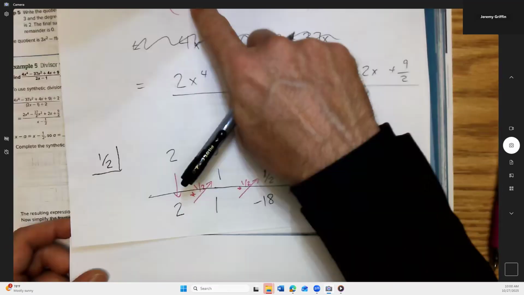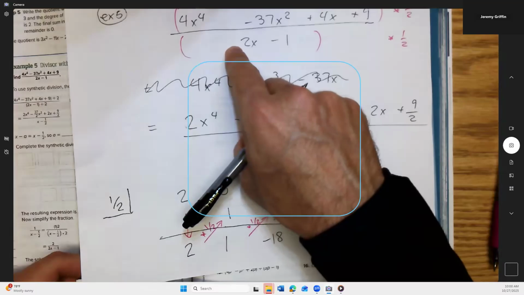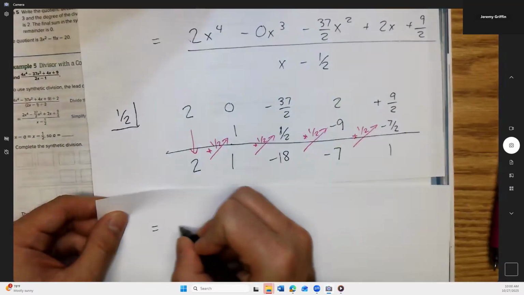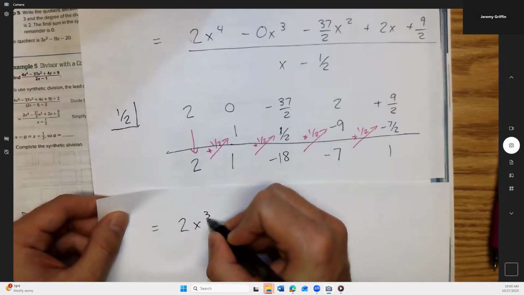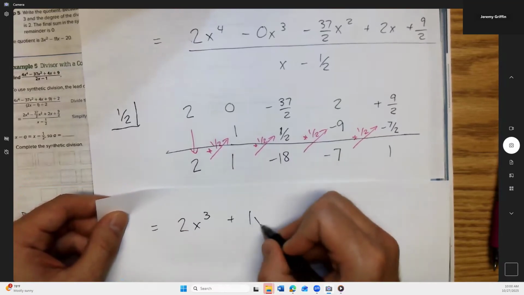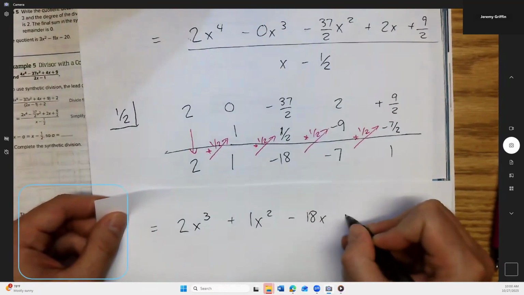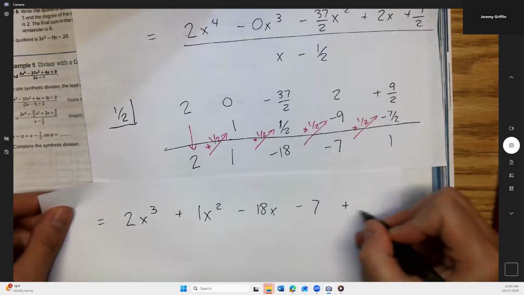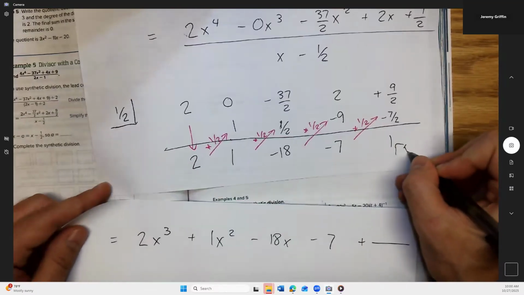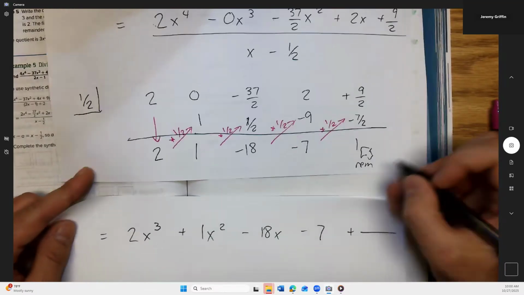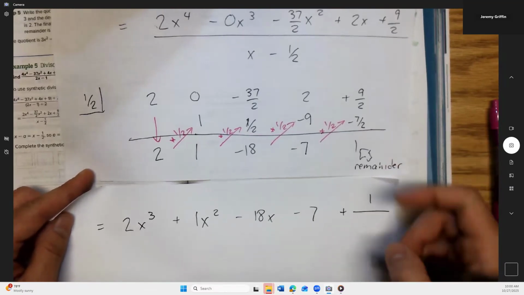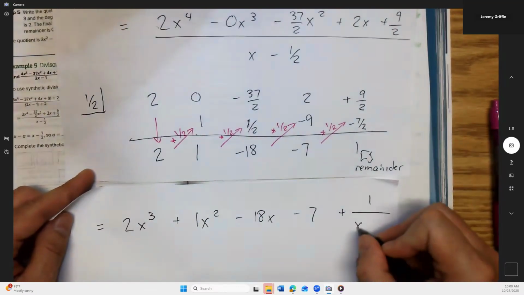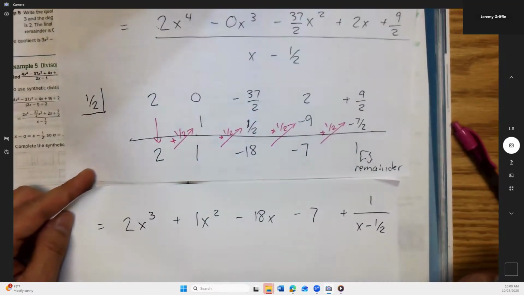All right, so remember my biggest power on x was x to the 4, and that was divided by x. So this is equal to 2x to the power of, what? 3. Yeah. And then plus 1x squared minus 18x minus 7. And then there's this remainder. For this remainder right here, how you actually finish that with a fraction is you put the remainder over the divisor, which is x minus half in this case. Is that okay? And that is a perfectly fine answer.